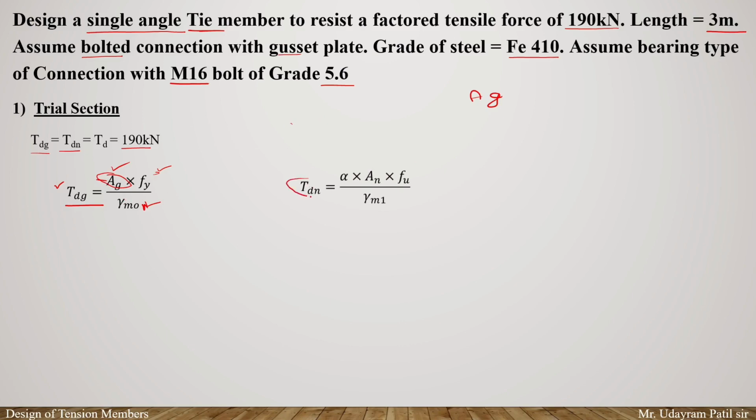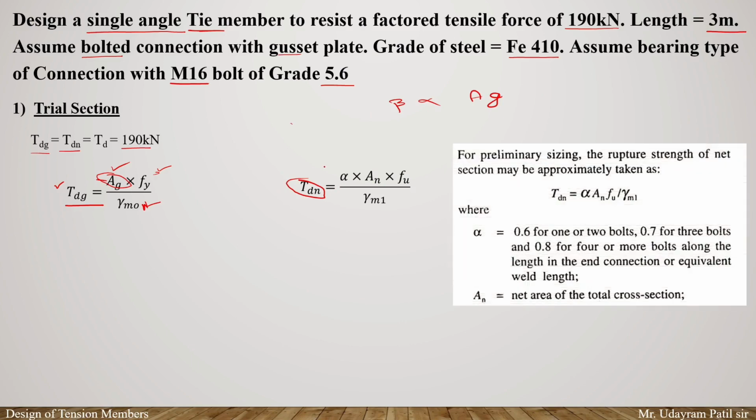Similarly another formula is there, the TDN formula. Now here the TDN formula is a little bit different because of our beta value. Obviously we cannot calculate the beta, because we do not have any section. We cannot just randomly assume a particular section and calculate the beta value. So therefore the IS code gives us another formula for the preliminary sizing of that particular member. IS 800 gives us this particular formula for the preliminary sizing.